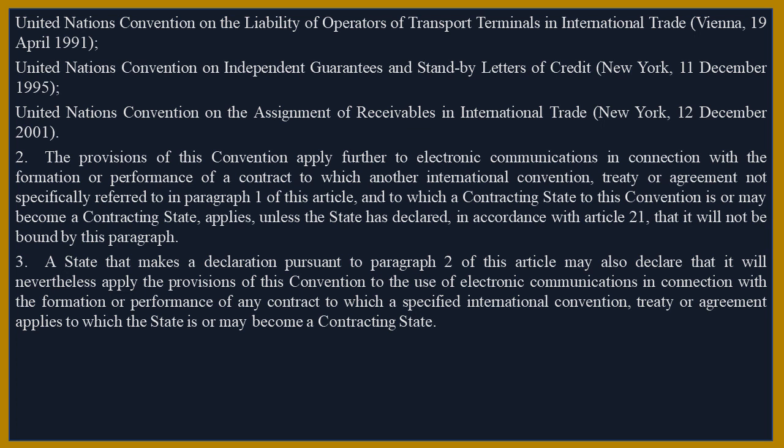2. The provisions of this convention apply further to electronic communications in connection with the formation or performance of a contract to which another international convention, treaty or agreement not specifically referred to in paragraph 1 of this article, and to which a contracting state to this convention is or may become a contracting state, applies, unless the state has declared, in accordance with Article 21, that it will not be bound by this paragraph. 3. A state that makes a declaration pursuant to paragraph 2 of this article may also declare that it will nevertheless apply the provisions of this convention to the use of electronic communications in connection with the formation or performance of any contract to which a specified international convention, treaty or agreement applies to which the state is or may become a contracting state.